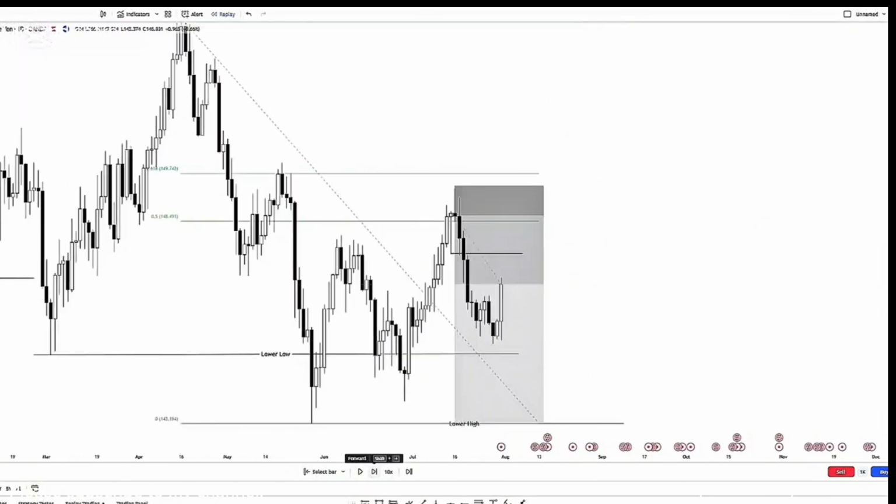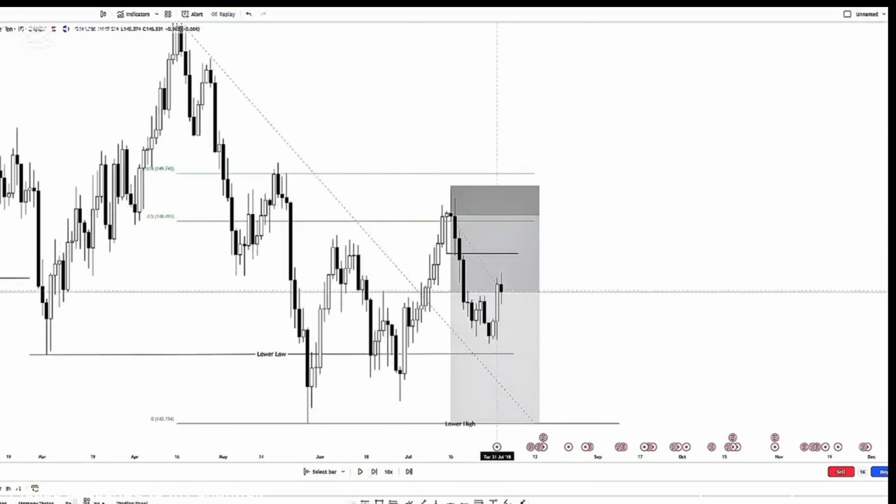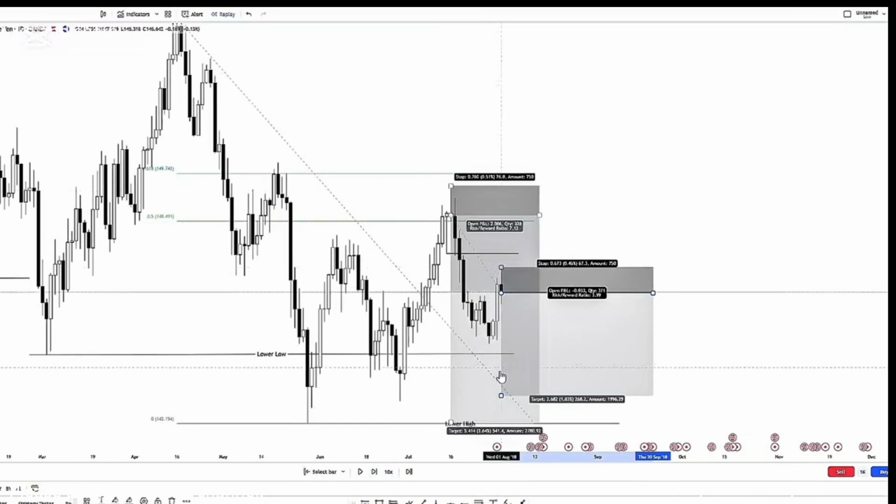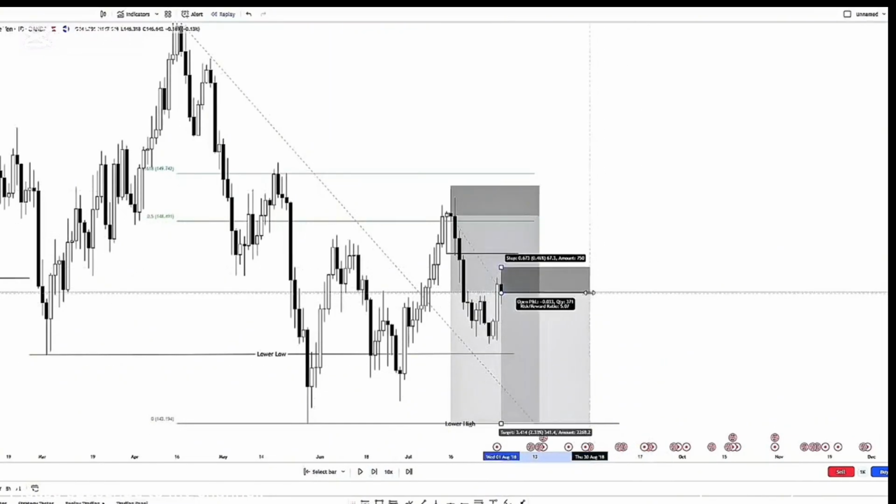Now, break spotted, wait for a retracement back for second sell like we have right now. Take sell and place stop loss just above level.